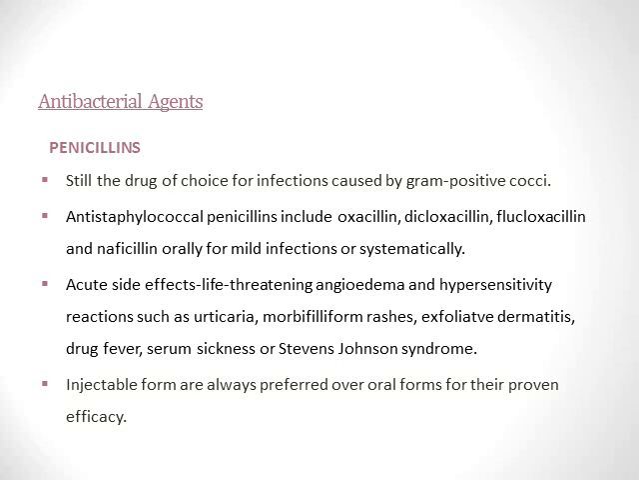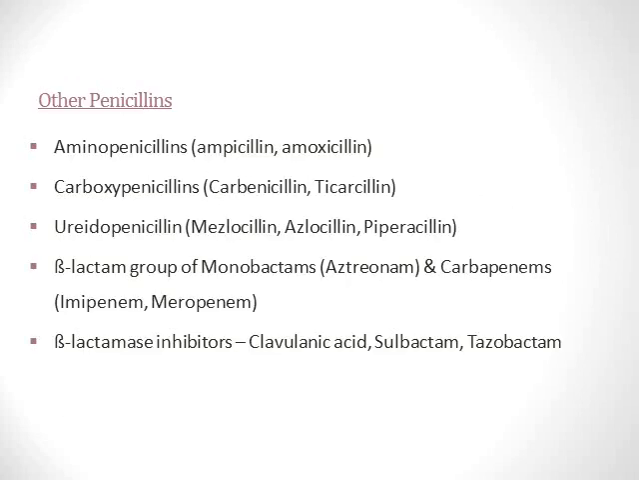In severe infection, we always use the injectable form. But most of the time for minor infections, we use either topical, or if at all we have to use something oral, we use common drugs such as the cloxacillin group for staphylococcal infection. Other penicillins that are used are aminopenicillins, that is ampicillin. Rarely we use carboxypenicillins and other beta-lactam group of drugs such as monobactams, aztreonam, and carbapenems. These are rarely used. We don't use them much.